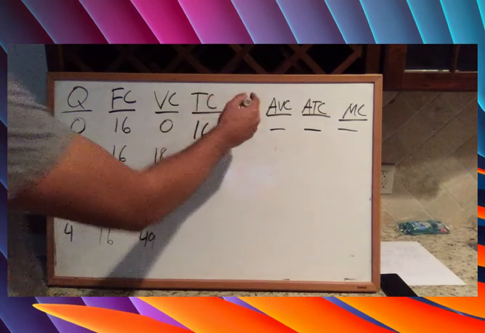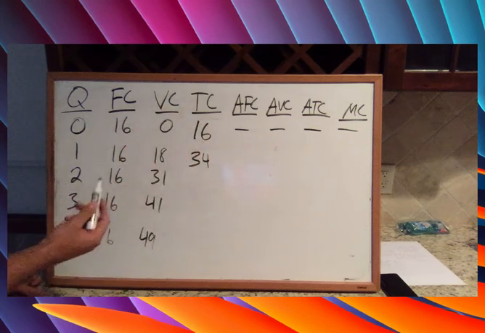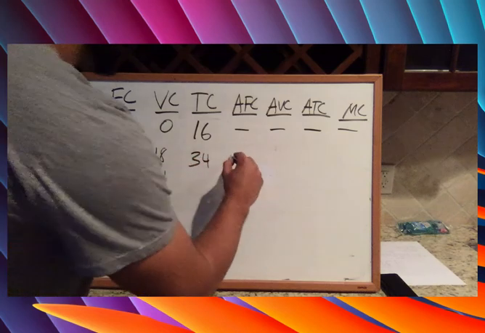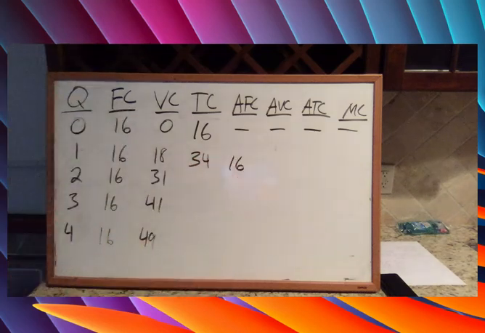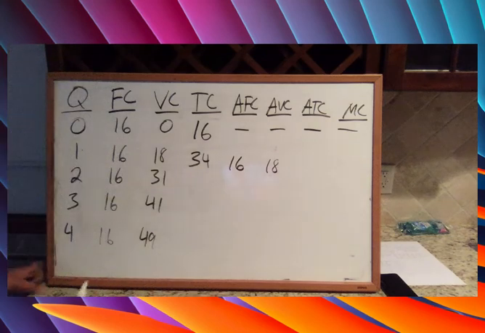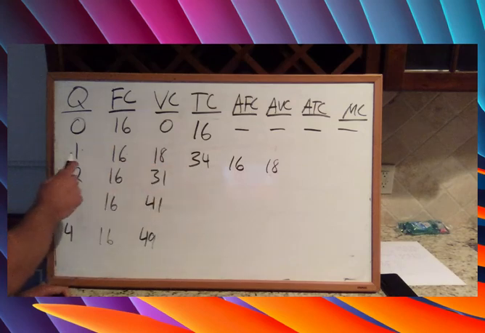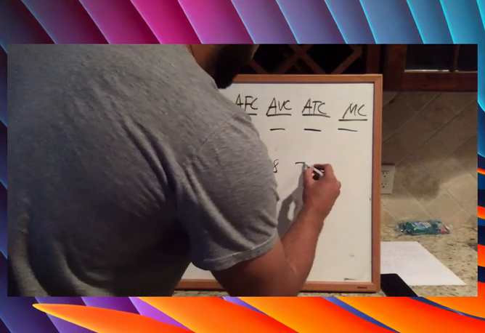Now, average fixed cost. Our average fixed cost, again, the formula is fixed cost divided by quantity. Here, our fixed cost is 16 and our quantity is 1. So 16 divided by 1 is 16. Now, average variable cost, it's variable cost divided by quantity. So it's 18 divided by 1, which is 18. Now, average total cost, it's going to be total cost divided by quantity, which is, again, 34.